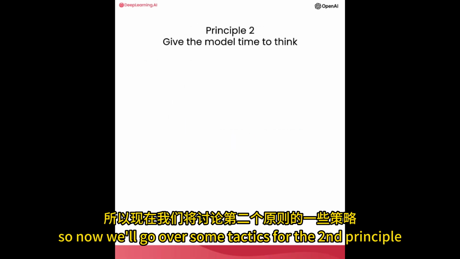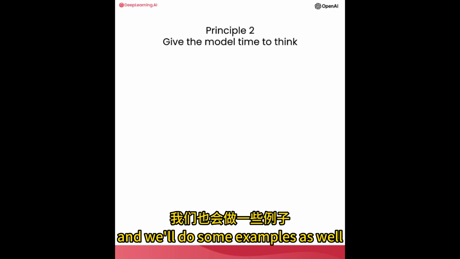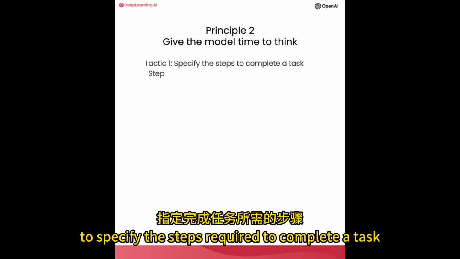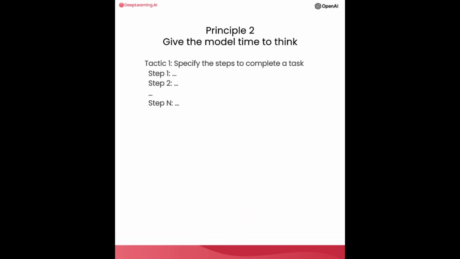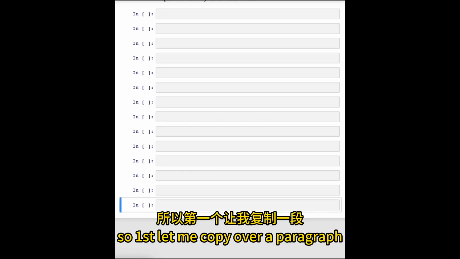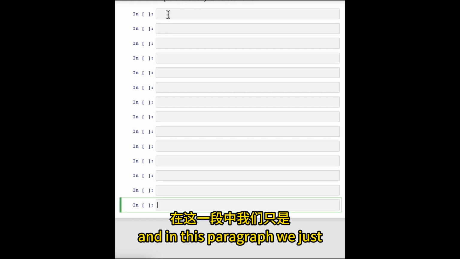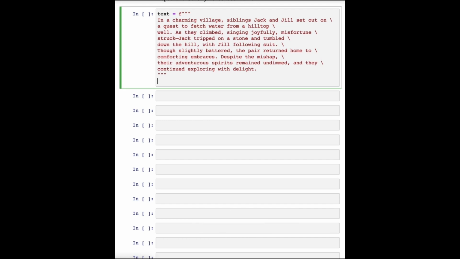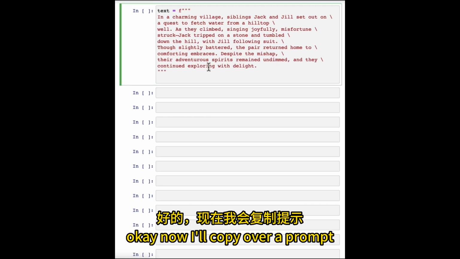So now we'll go over some tactics for the second principle, and we'll do some examples as well. Our first tactic is to specify the steps required to complete a task. So first, let me copy over a paragraph. And in this paragraph, we just have a description of the story of Jack and Jill. Okay, now I'll copy over a prompt.